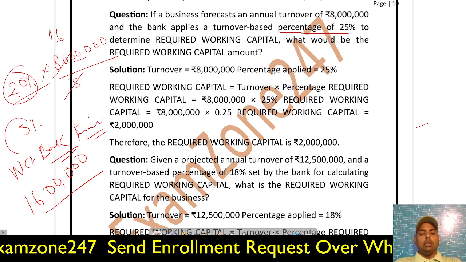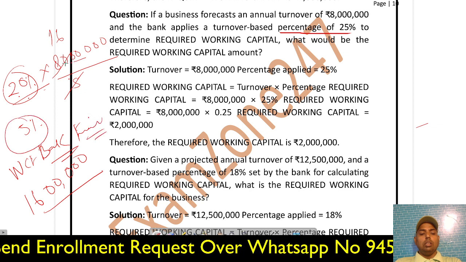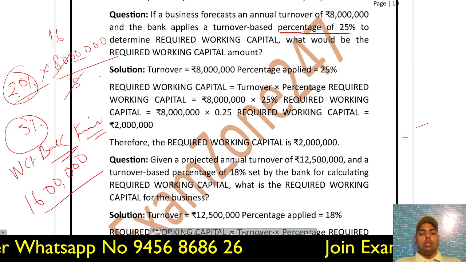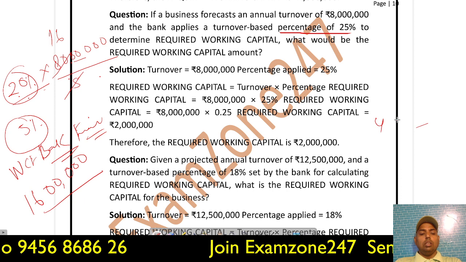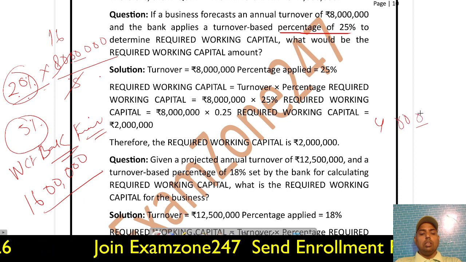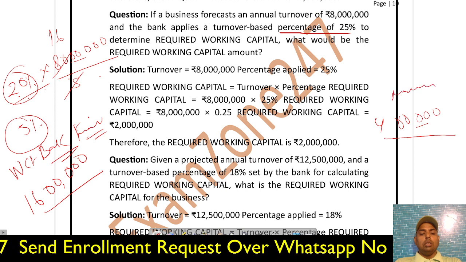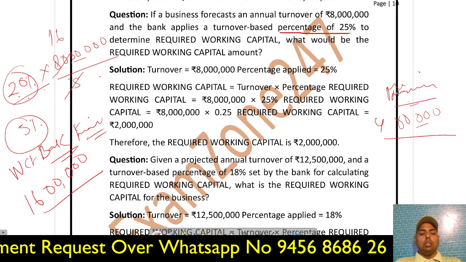Now the 5% of this, that is 1 by 20. 1 by 20 of 80 lakhs means 4 lakhs. This amount will be the margin as contributed by the borrower.